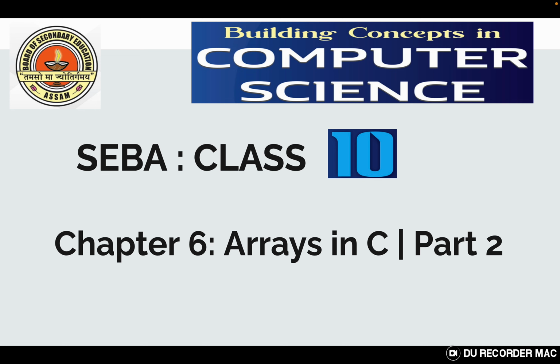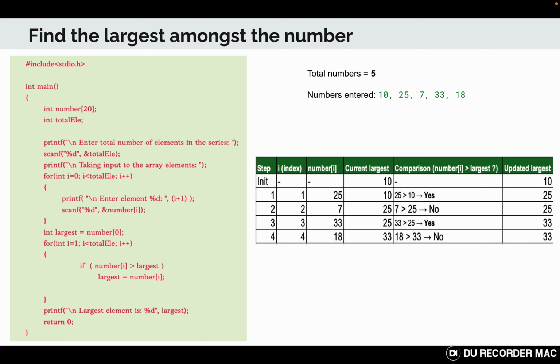Okay, so let's begin. Basically we will be seeing three programs today. The first one is finding the largest among the numbers. In this problem statement, the user enters how many numbers they want to enter. Say, for example, the user has entered 5, and then we allow the user to enter those numbers. So here are the 5 numbers the user has entered, and the problem is to find the largest among these numbers. The largest among these numbers is 33. Okay, so this is the problem statement.